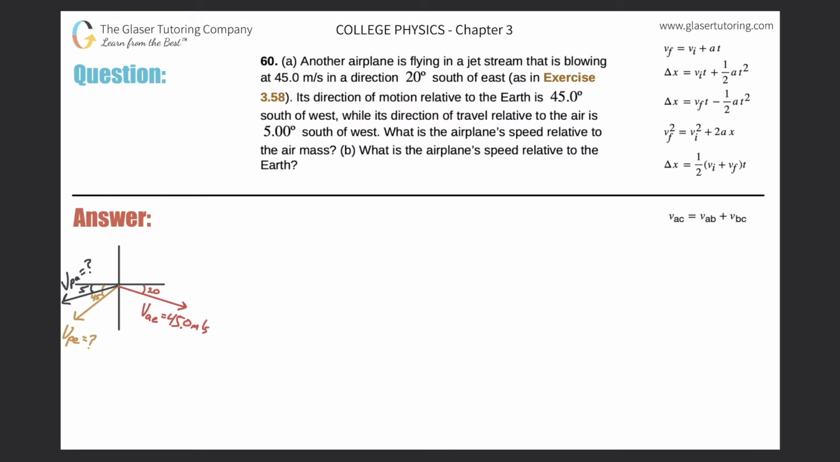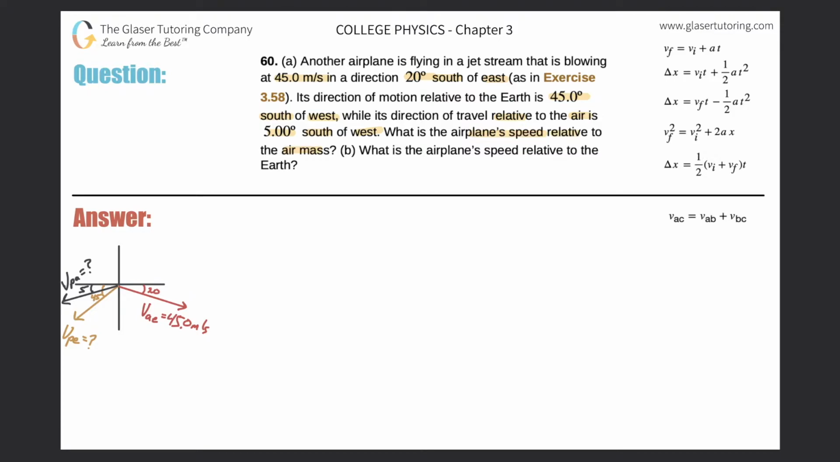Number 60, letter A. Another airplane is flying in a jet stream that is blowing at 45 meters per second in a direction 20 degrees south of east. Its direction of motion relative to the Earth is 45 degrees south of west, while its direction of travel relative to the air is 5 degrees south of west. What is the airplane speed relative to the air mass?